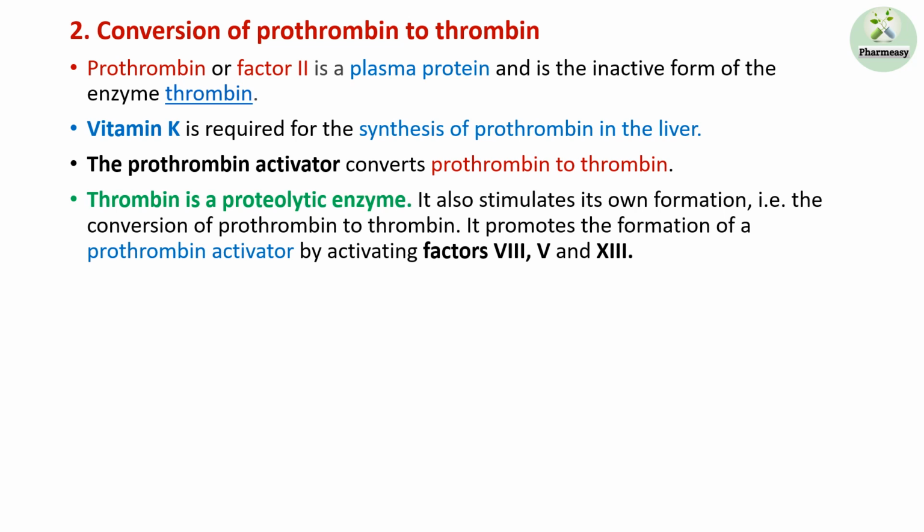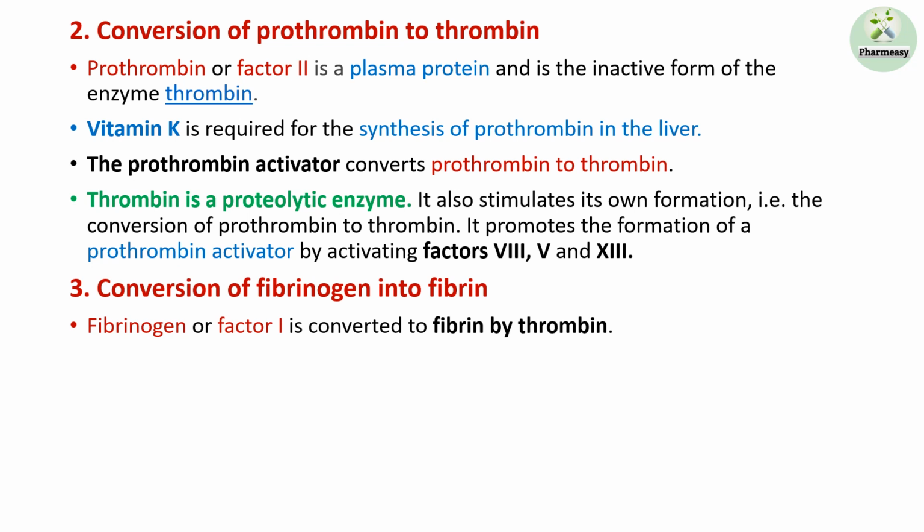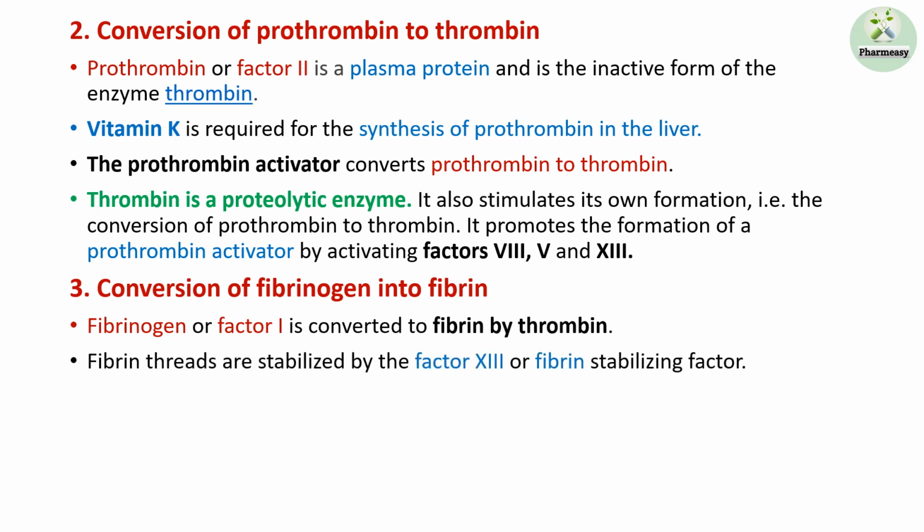Thrombin is a proteolytic enzyme. It also stimulates its own formation, that is the conversion of prothrombin to thrombin. It promotes the formation of a prothrombin activator by activating factor 8, 5 and 13. Last one is the conversion of fibrinogen into fibrin. Fibrinogen or factor 1 is converted to fibrin by thrombin.